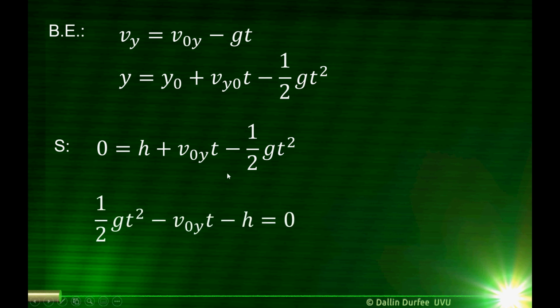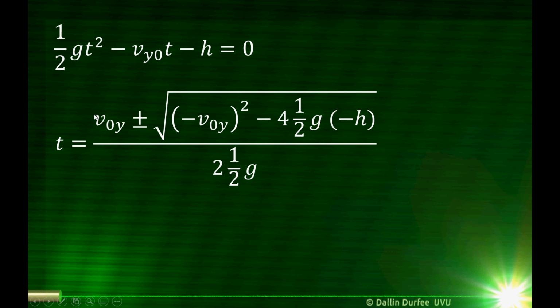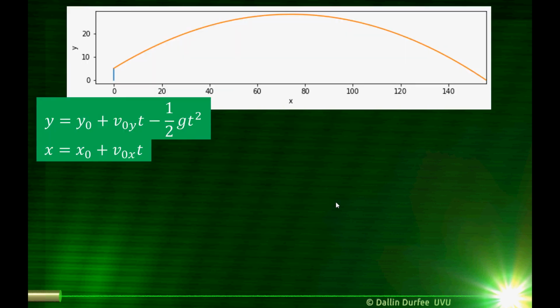So when I do that, I can pull everything over to the left-hand side here. That all equals 0. Notice it's like a constant times t squared plus a constant times t plus a constant, right? Negative h. That is a quadratic equation, so we can solve that with the quadratic formula. So time is just negative b plus or minus the square root of b squared minus 4ac, all over 2a. And when we simplify that, this is what we get for the time. So now I have an equation for the time.